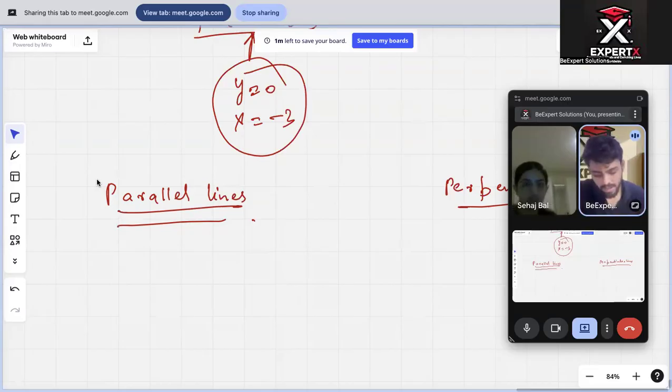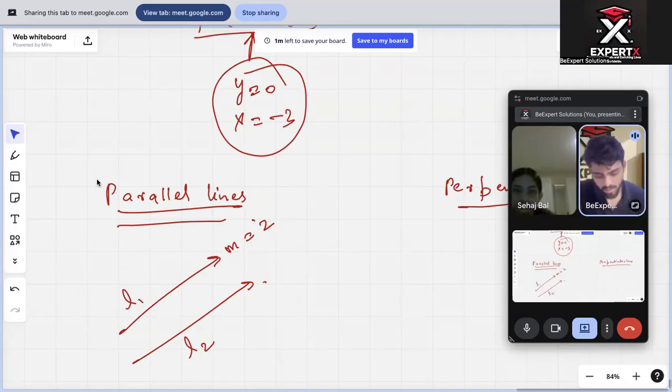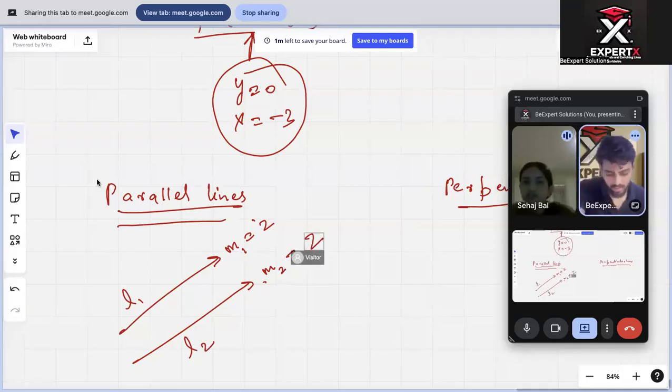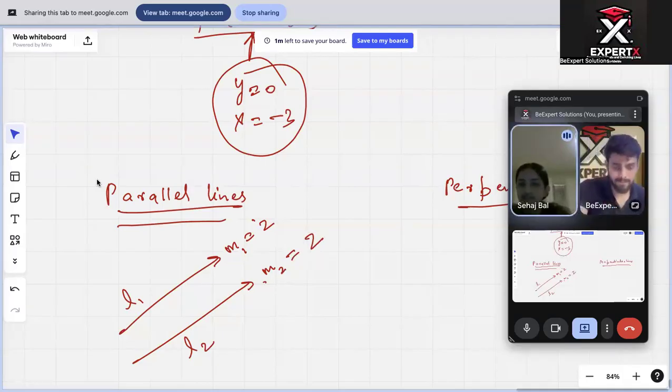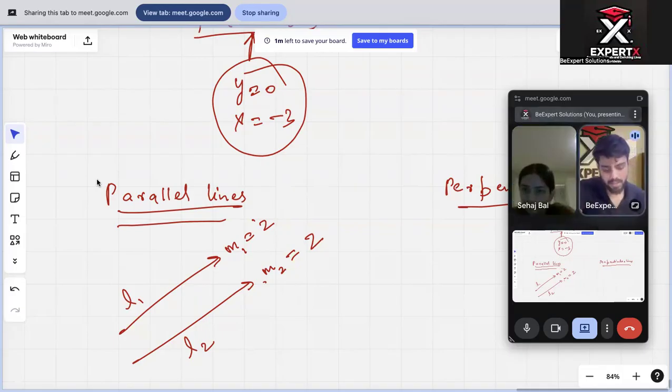Let's say parallel lines travel in the same direction, right? That's why let's call them L1 and L2 usually. The slope of line 1 is given to you as m1 equals 2, and for line 2, slope m2, let's take 2 also. Both slopes are the same, just the y-intercept is different. Yes, exactly, that's what I mentioned. So in parallel lines, the slope is the same.